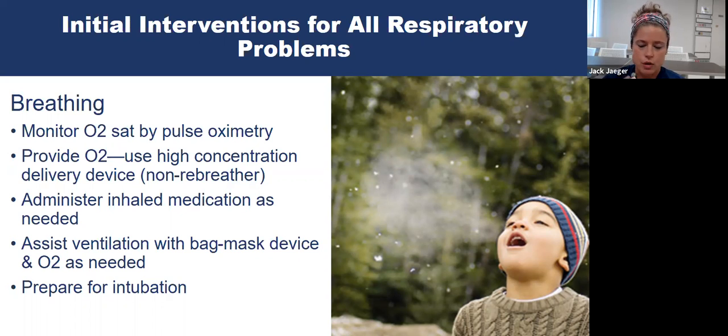Just remember, if their nose is clogged with secretions, you wouldn't want to use nasal cannula. You would want to use something that covers their mouth also. Some kids aren't comfortable with the mask entirely covering their face, so they do prefer nasal cannula if their nasal passages are clear. Administer inhaled medications if needed, assist ventilation with a bag mask device and oxygen if needed, and be prepared to intubate if necessary.